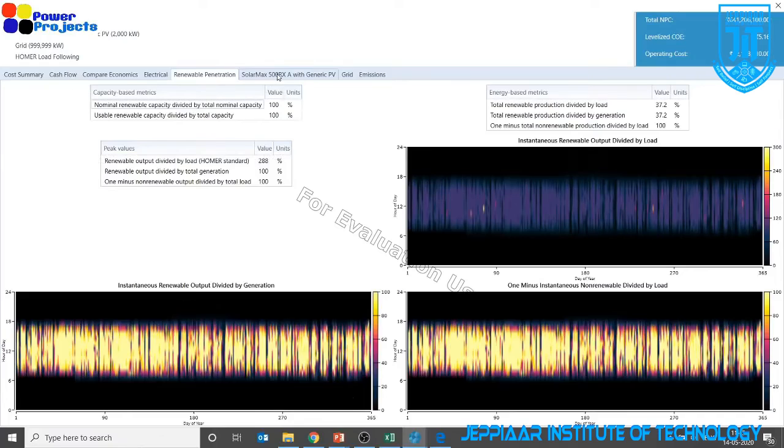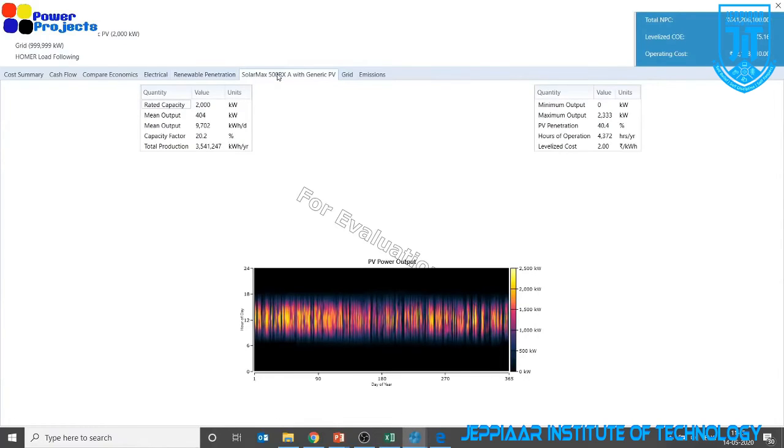Fine. So this is a simple solar inverter. The same capacity you can see. We put up 2000 kilowatt from 0 kilowatt. In the daytime it will generate the power. So you can click and find out how much energy has been generated. So minimum output is 0, maximum output, though we have installed a 2000 kilowatt inverter, but your solar panel capacity is generally higher. That could be either 120% or 125% of your inverter rating. So the maximum output is 2333 kilowatt. The PV penetration is about 40.4%.